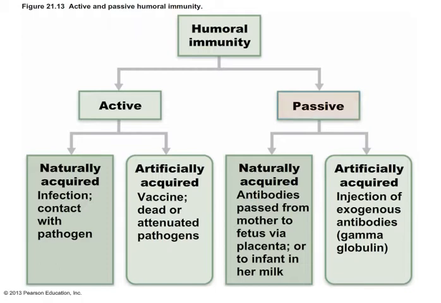Now let's go take a look at passive humoral immunity. Passive humoral immunity involves only the transfer of antibodies. We don't have any memory cells there. So just like active immunity, passive immunity can be naturally acquired or artificially acquired. So an example of how passive immunity is naturally acquired would be when a child is breastfeeding.